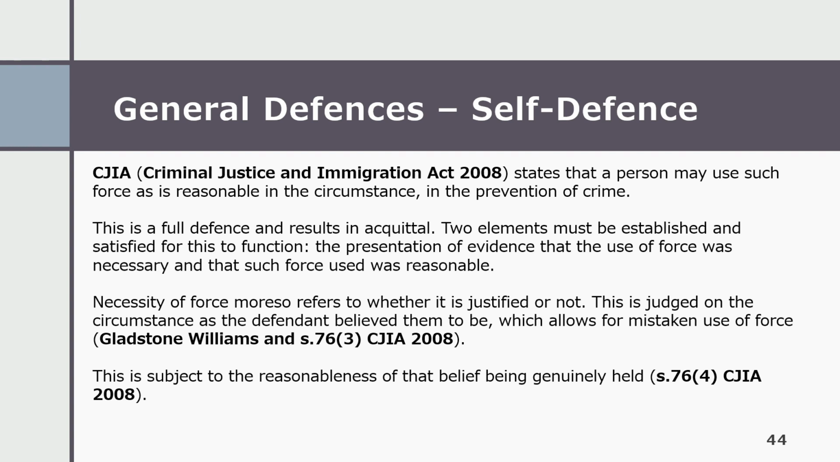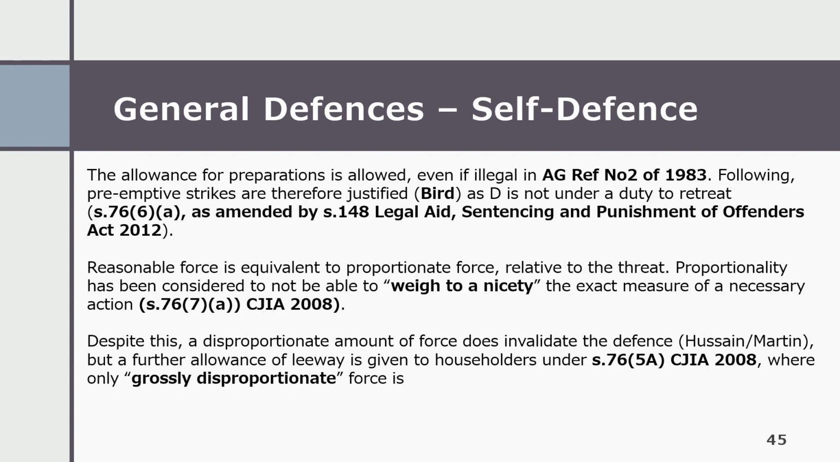This is judged on the circumstances the defendant believed them to be, which allows for a mistaken use of force to be allowed. So that's Gladstone Williams and Section 76, subsection 3 of the Criminal Justice and Immigration Act 2008. This is subject to the reasonableness of that belief being genuinely held, so Section 76, subsection 4. The allowance for preparations is allowed even if illegal in the Attorney General's Reference number 2 of 1983. Following preemptive strikes and are therefore justified, that's Bird, as D is not under a duty to retreat, so that's Section 76, subsection 6, subsection A, as amended by Section 148 of the Legal Aid, Sentencing and Punishment of Offenders Act 2012.